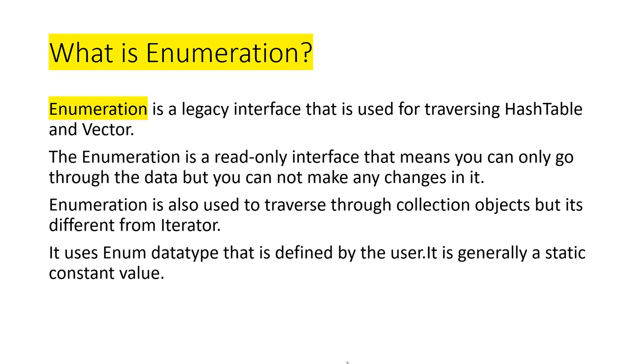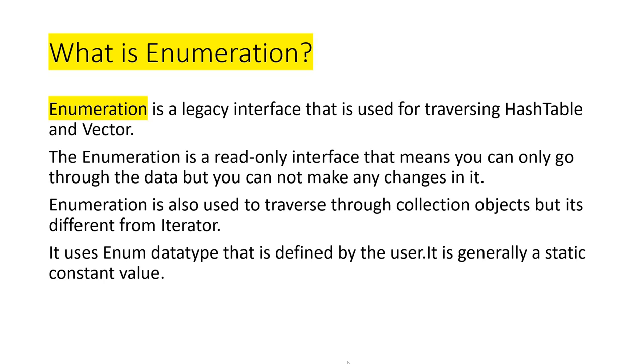Okay. Next question is what is enumeration? Enumeration is also a kind of iterator that is used to read elements in an object. It is a legacy interface that is used for traversing legacy classes like Hashtable and Vector.